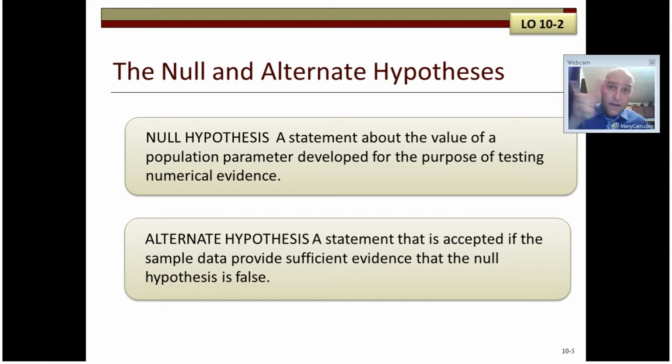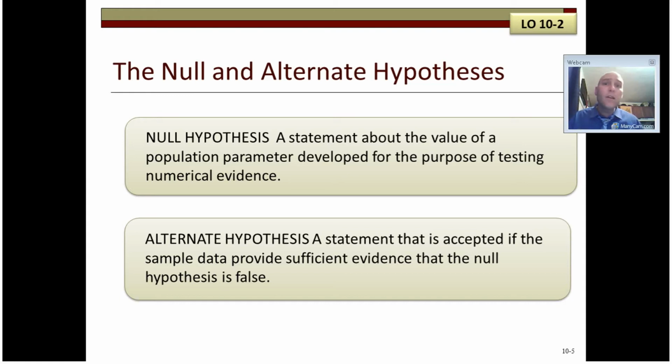There are two hypotheses. They are mutually exclusive. They do not overlap. And they are collectively exhaustive. They describe the entire space of truth. One of these two things, and only one of these two things, can we support.